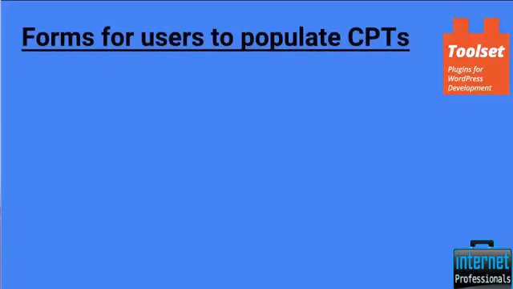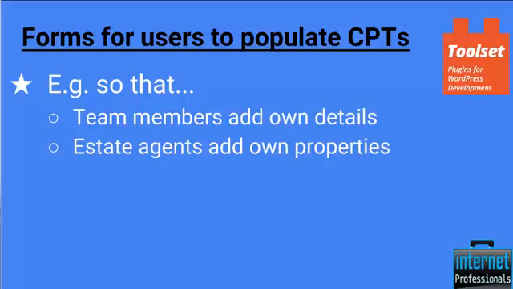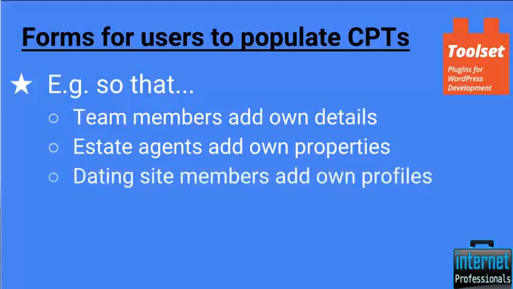Because sometimes you need forms for users to populate the custom post types without having to log into the WordPress backend. So for example, if you have a company, say with 50 members, why not get them to upload their own profile details? And you can do that without giving them access to the backend. And perhaps your real estate site includes properties from multiple estate agents or realtors, and they should be able to add and amend their own property details. And what about the dating site? Obviously, members of the site would want to populate their own profiles, and so on.